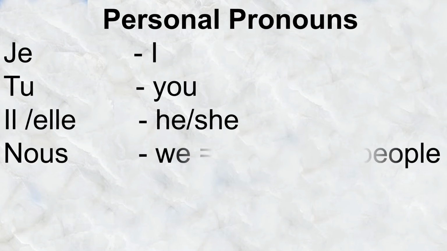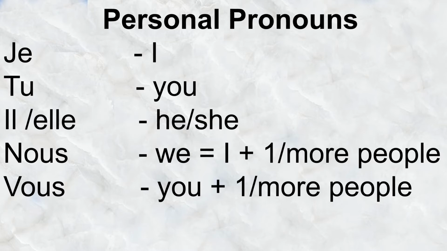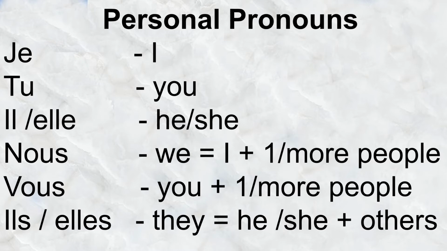And now we're moving to the plural. So when I and you are talking about somebody, we become we. So we equals one person and others. Okay? So when I say one person, I mean I, me, and somebody else. You, here, we're going to have you plural. It is still the same you we had before, but with one or more persons. And we have ils or elles, which is they. And it's like saying he or she with others.